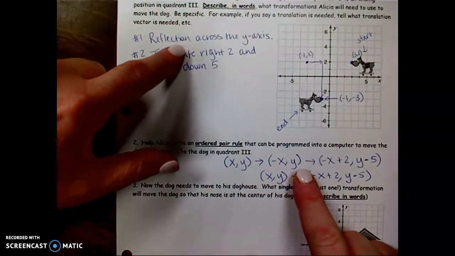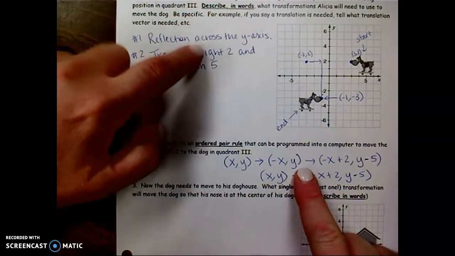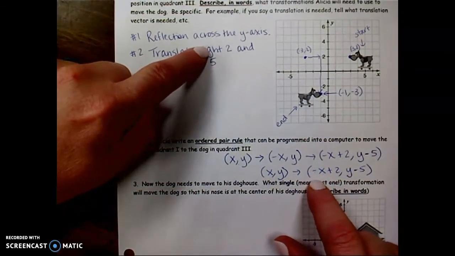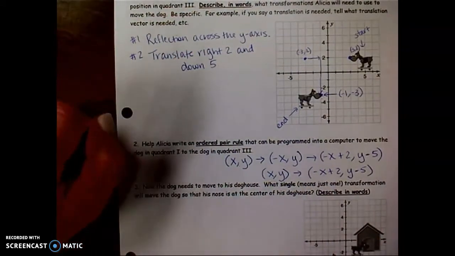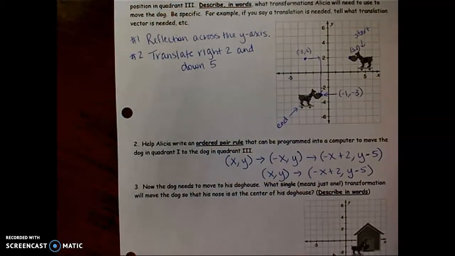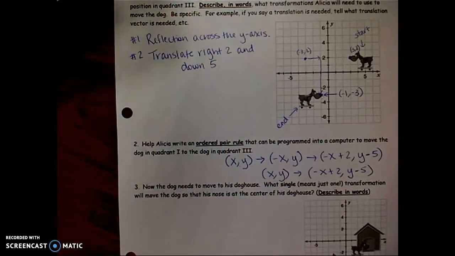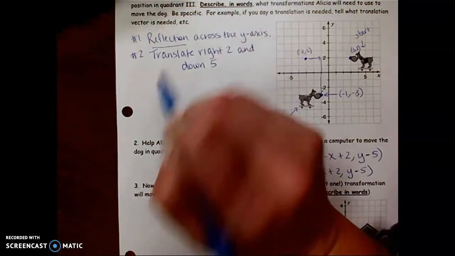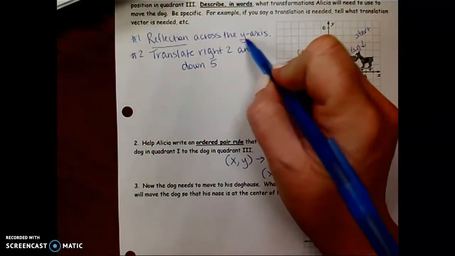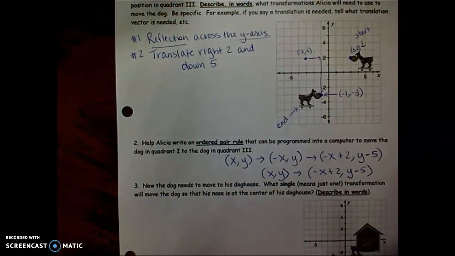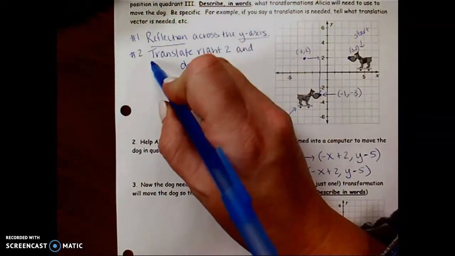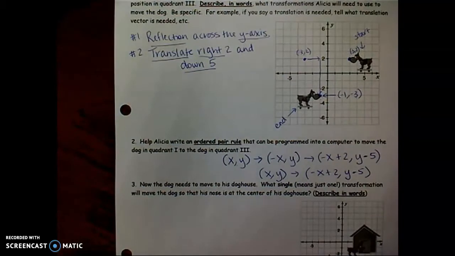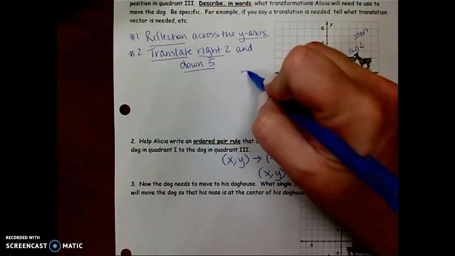These two answers should go together. What you put in words here should be what you have in ordered pair rule here. So the way that I graded this, number 1 was worth 5 points. I was looking for the word reflection. That's a point. The line that you're reflecting over, well, the y-axis, is a point. And then translate was a point. Right 2, down 5 were 2 more points. So this was 5 points total.